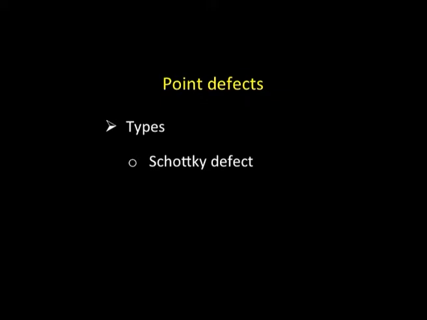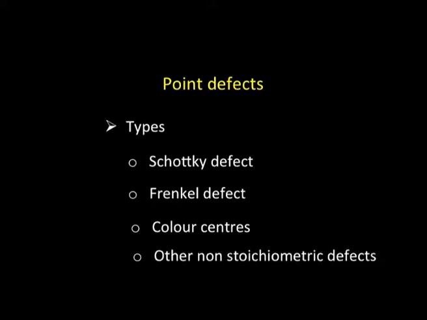Okay. Now, let us see what the different types of point defects are, and we will talk about each of them in detail here. Different types of point defects are the Schottky defect, and the second one is the Frenkel defect. Then we have what are called color centers, and there are other non-stoichiometric defects also, because these are stoichiometric defects, and these are non-stoichiometric. We will talk about all these defects one by one. Let us start with the Schottky defect.